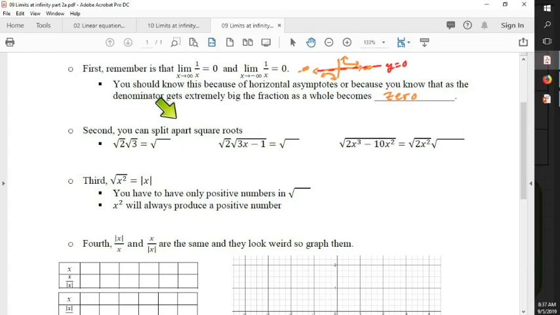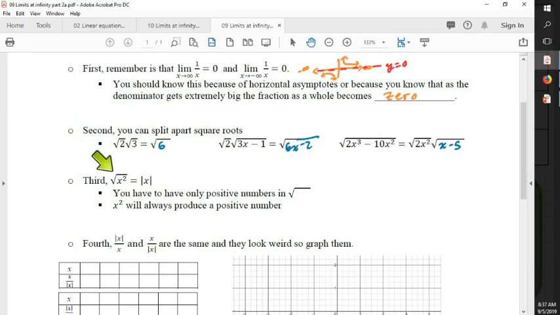Second, you guys need to remember that you can split apart square roots. If you go square root of 2 times square root of 3, what do you get? Square root of 6. If you go square root of 2 times this, what do you get? 6x minus 2. Oops, I made that a little too short. Okay, so all that's underneath there. So how can you write this if you factor out 2x squared? x minus 5. Very good. Okay, this is needed in order to simplify or solve that problem that we did earlier.